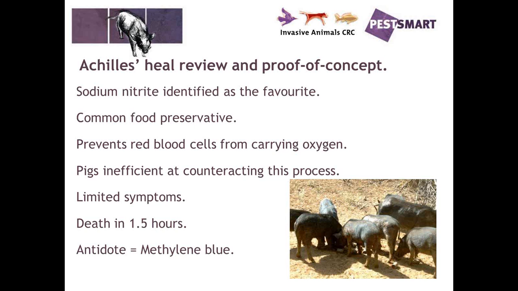So this depletes oxygen to organs like the brain and the heart, which causes relatively quick death. And as mentioned, pigs are relatively inefficient compared to other animals at counteracting this process. There are limited symptoms. Death can take up to 1.5 hours. Normally for the first hour or so there are no visual symptoms at all, and then they go downhill really fast after that. And there is an antidote, methylene blue, which can counteract this process.